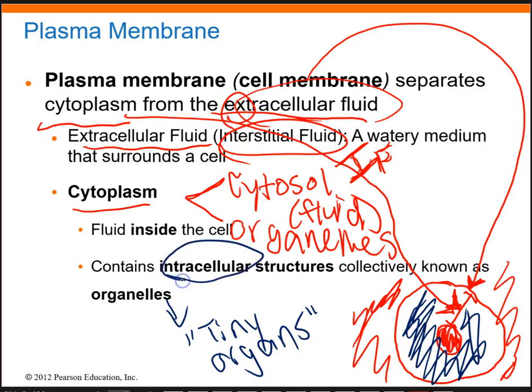Intracellular means inside the cell. Just like extracellular is outside the cell, intracellular is inside the cell.